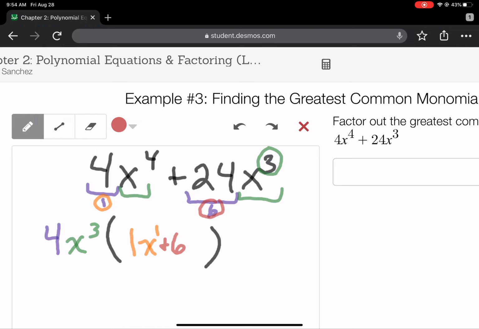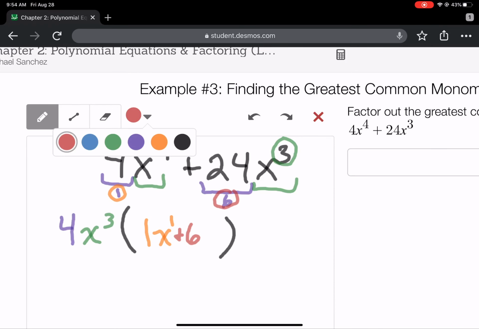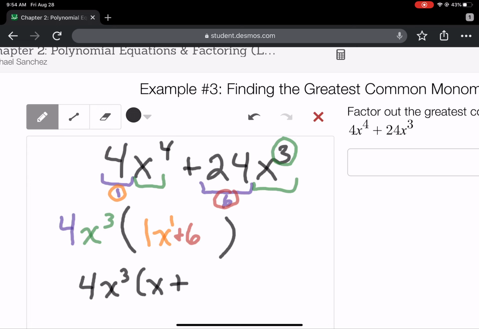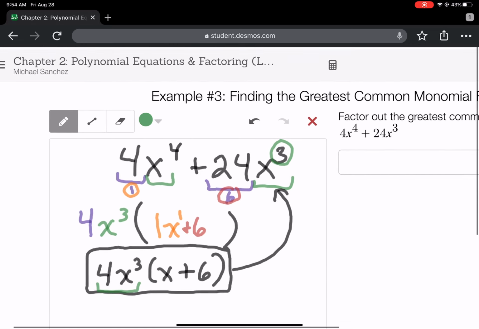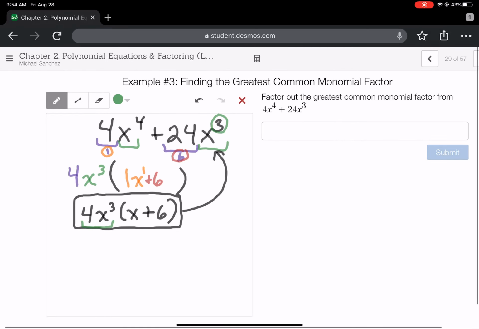Now I have my factored form because I factored out my greatest common factor. So this is x to the power of 3 times x plus 6. I'm removing the 1s because I don't really need them. This is my factored form of my original polynomial. I factored out the greatest common monomial factor, which was 4x to the power of 3, because that's the largest term that I can take out from both of my monomials in my binomial.